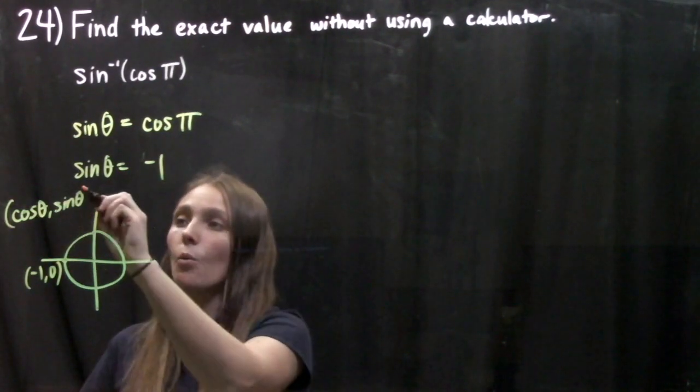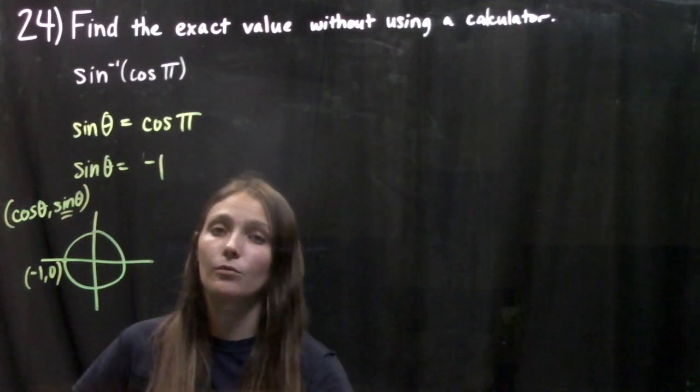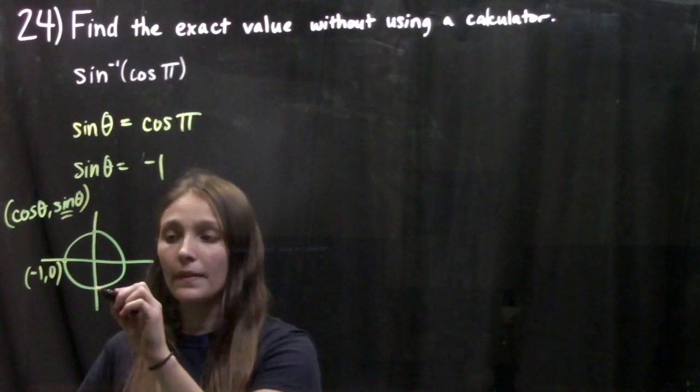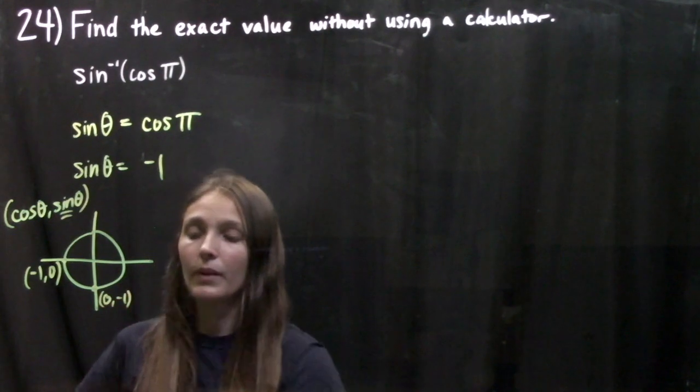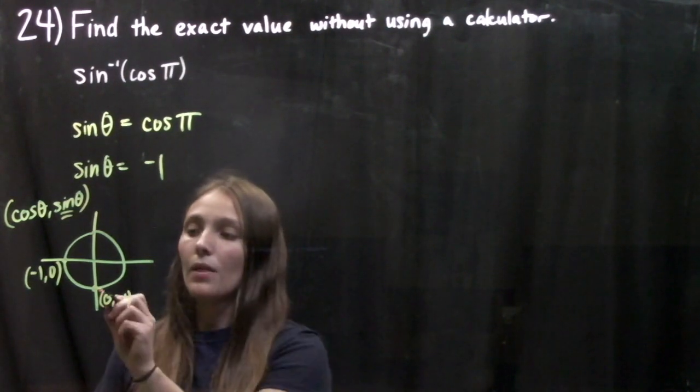So where this y coordinate is going to be equal to -1. And also we know from the unit circle that that's going to be this point right here where we have 0 comma -1. So now what we need to do is find out what this angle is.